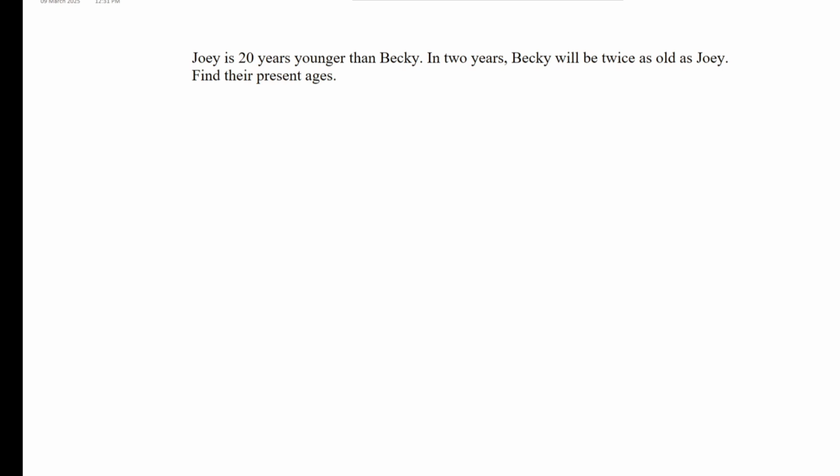The first question is related to the age problem. Joy is 20 years younger than Becky. Here two persons are there, Becky and Joy. So let the present age of Becky be X and let the present age of Joy be Y. Now according to the first statement, Joy is 20 years younger than Becky. It means Becky is the elder person and Joy is the younger person.